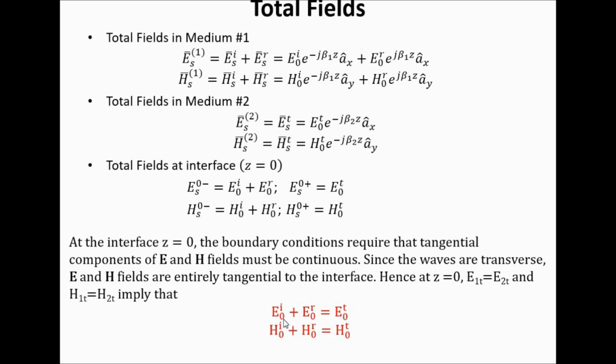So we got a relation that E0I plus E0R is equal to E0t and H0I plus H0R equal to H0t. So we got an expression like this, that the electric field magnitude at the boundary for the incident wave and for the reflected wave, if you sum them, you will get the transmitted wave. Similarly, if you add the magnetic field amplitude at the boundary of medium 1, it will be equal to the magnetic field in medium 2 at the boundary.